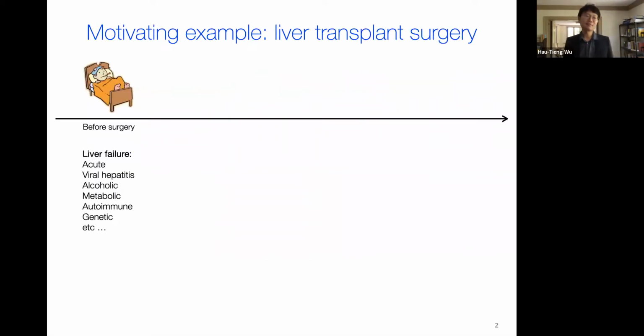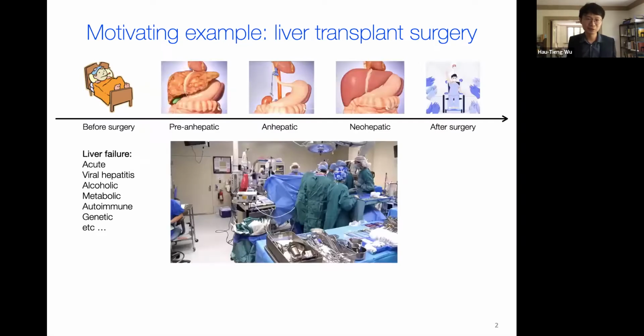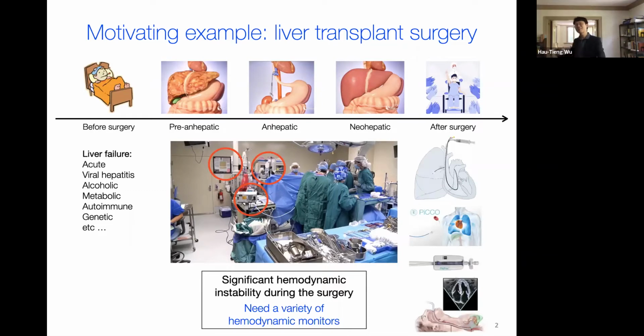So the motivating example for today's talk is liver transplant surgery. When do you need a liver transplant? It is particularly when you have liver failure. For many different reasons, your liver is dead, and without a liver, you will die very soon. So what physicians can do is replace your old liver with a new liver. After you get a new liver, you may survive and get a new life. And as you can see, removing the liver from your abdomen is not a trivial job.